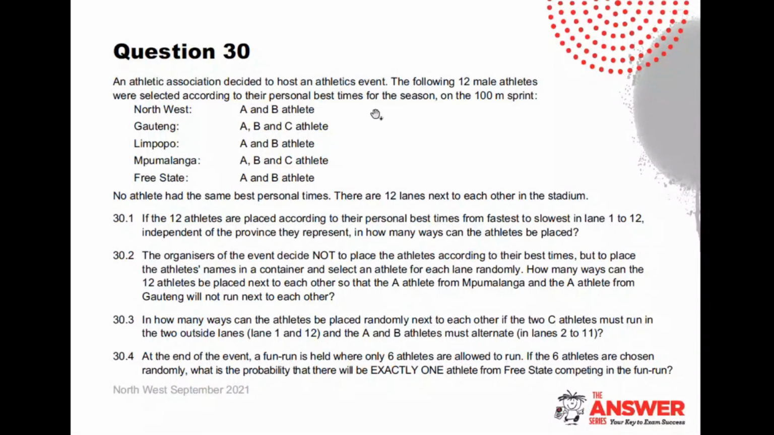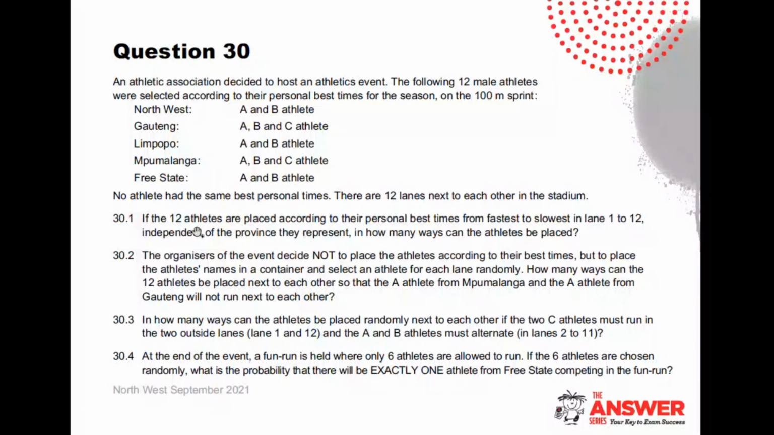You've got an athletics association. There are 12 athletes, and they're going to run the 100-meter sprint. That's irrelevant. You've got 5 provinces. You've got 2 athletes from Northwest, 3 Gauteng, 2 Limpopo, 3 Mpumalanga, 2 from Free State. No athlete had the same personal best time. There are 12 lanes next to each other in the stadium.